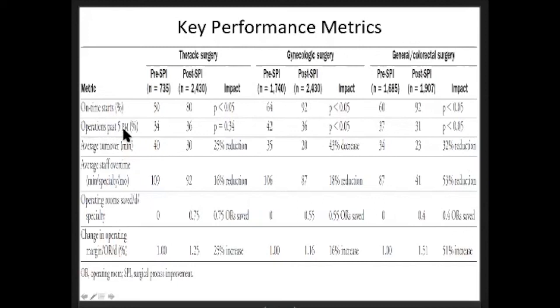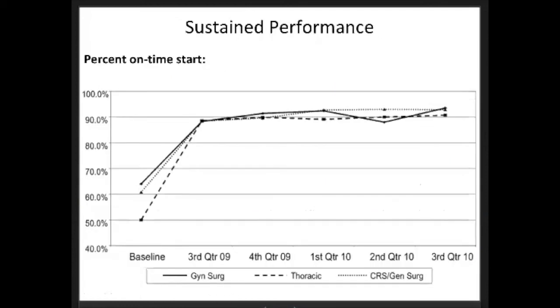For operations past 5 p.m. that they wanted to reduce, not much difference, at least in the thoracic surgery, 34 and 36, but slight, I mean, actually it's significant from statistical point of view, 42 to 36 and 37 to 31. Likewise, average turnover, average staff overtime, operating room saved per day per specialty, and change in operating margin per operating room per day. For each of these measures, they found improvement for this kind of steps that they took.